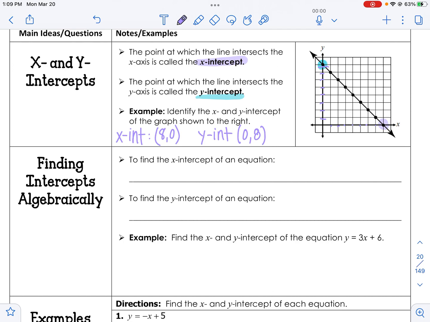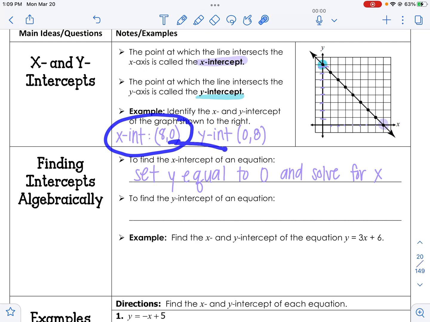If we're not given a graph and we're only given an equation or perhaps even just points, to find the x-intercept of an equation, we set y equal to 0 and solve for x. If we think about it, that makes sense because in our x-intercept, y is 0. So setting that to 0 would get me there pretty quickly. And on the flip side, for the y-intercept, I would set x equal to 0 and solve for y.